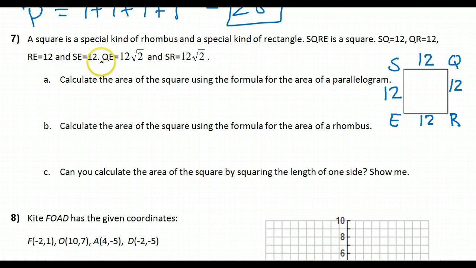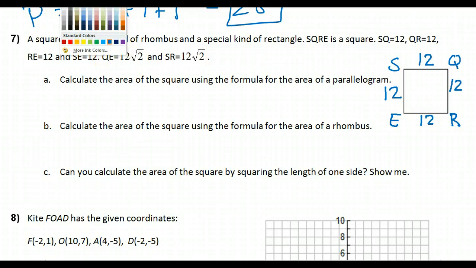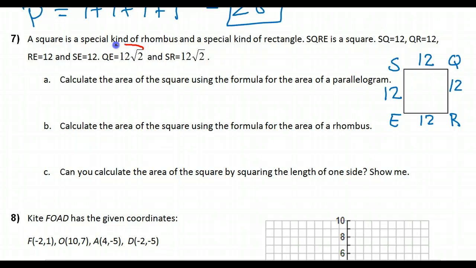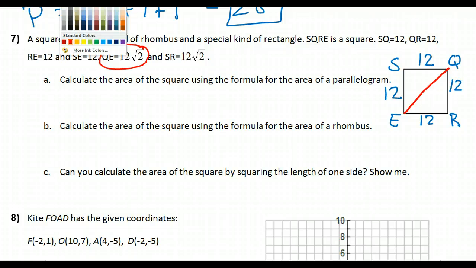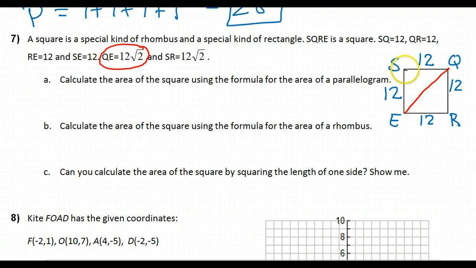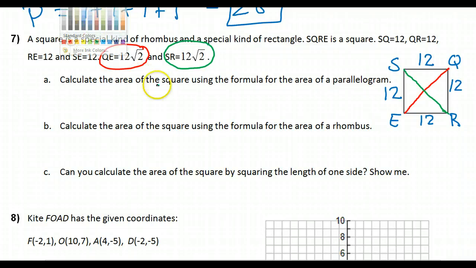But they're also giving us the diagonals. Please understand that QE is a diagonal. This is QE, and I'm just going to color match it. QE is this diagonal. It's 12 radical 2. And SR is also a diagonal. I'm just going to circle it in green. So these two are the diagonals. Keep that in mind.